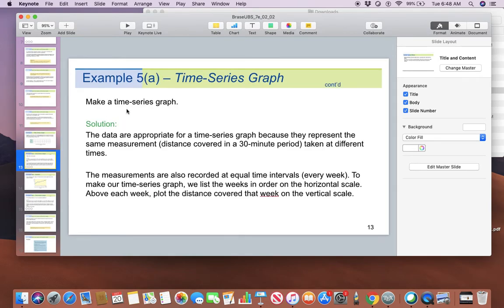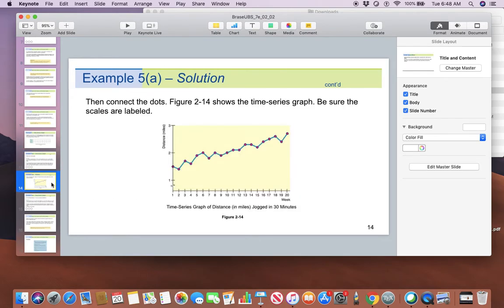Now, you want to make a time series graph. The data are appropriate for a time series graph because they represent the same measurement, that is, distance covered in a 30-minute period, taken at different times. Measurements are also recorded at equal time intervals, that is, every week. To make our time series graph, we list the weeks in order on the horizontal scale, and above each week, plot the distance covered that week. For example, here, these are the weeks: week 1, week 2, week 3, and so on until week 20.